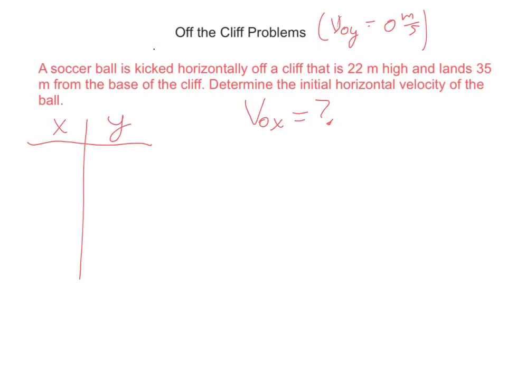Starting with the x direction, I know that the ball has traveled 35 meters in the x direction. So delta x in the x direction is 35 meters. If you want to think about it, think of the ball being launched horizontally off of the cliff, and they tell you that it lands 35 meters from the base of the cliff. So in my picture, this would be the displacement of the ball. And notice how it lines up with the x direction? That's why we're considering this an x given.